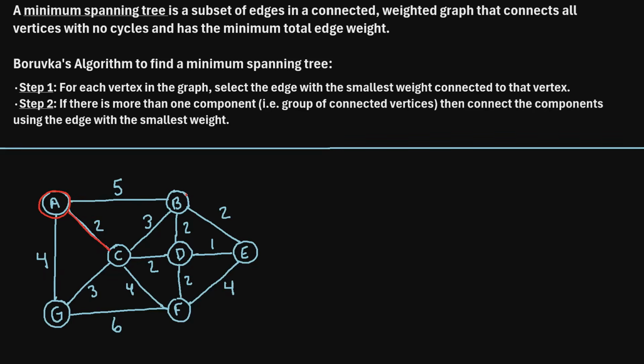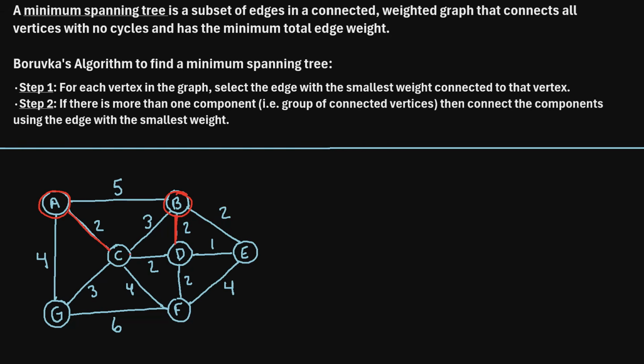Then we'll move on to vertex B right here, and we'll repeat the process and we'll say, okay, let's pick the edge with the smallest weight. So we can see there are 1, 2, 3, 4 edges connected to vertex B. So there are 2 that have the smallest weight. This edge and this edge both have a weight of 2. So when this happens, you can pick either one. So let's go ahead and just pick this edge right here to add to the minimum spanning tree.